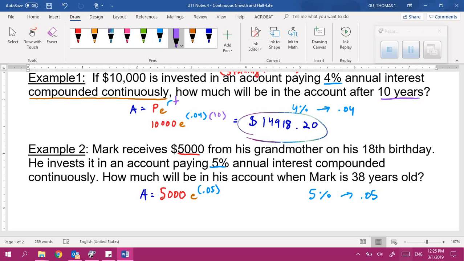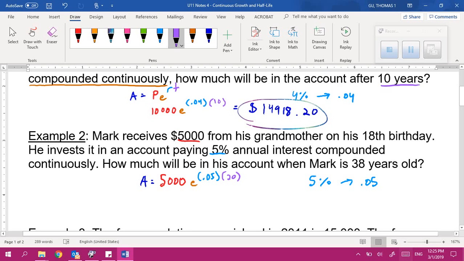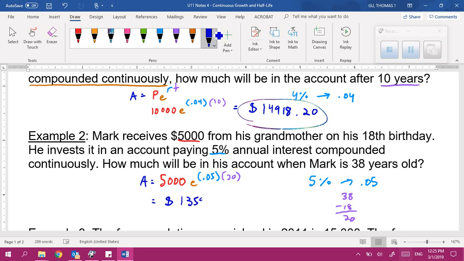It is 20, that's right. Why is it 20? 38 minus 18 equals 20, yes. You said 38 minus 20 equals 18. All right, so there's the equation: 5,000 times e raised to the 0.05 times 20. What would be your answer? Dollar sign, and 40 cents. Very good. Nice.